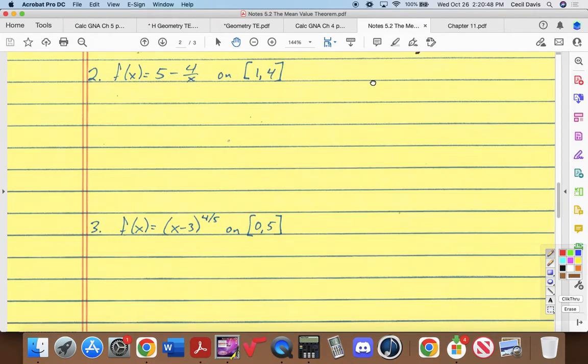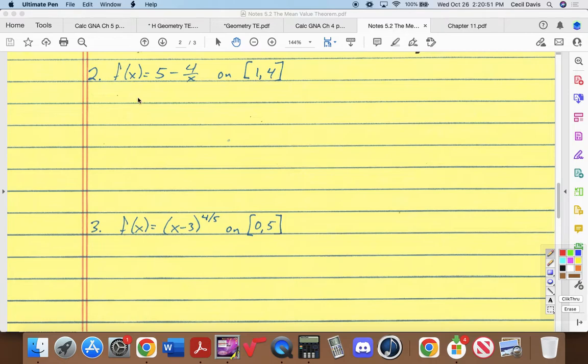All right, let's take a look at this one. So I've got f of x is equal to 5 minus 4 over x. Where is this function not defined? Because it's not defined everywhere. Where are fractions undefined, guys? This goes back to when x is equal to 0, because that would make the denominator 0. Is that in my interval? No. Okay, I don't have to worry about it then.